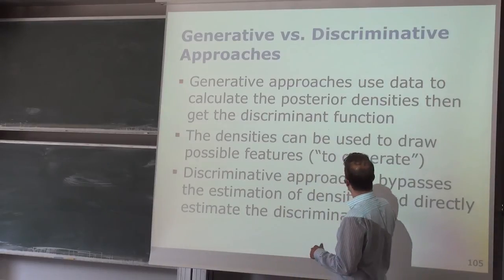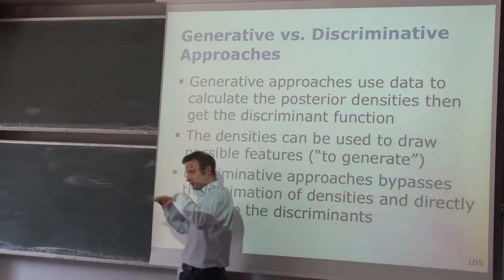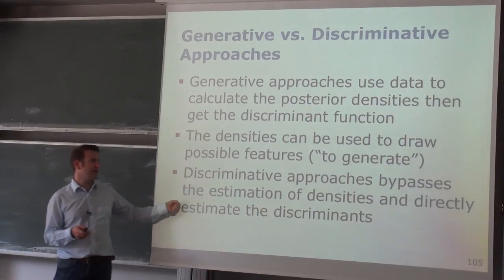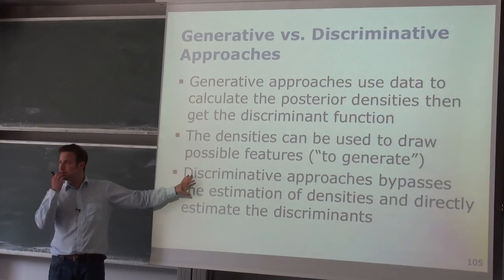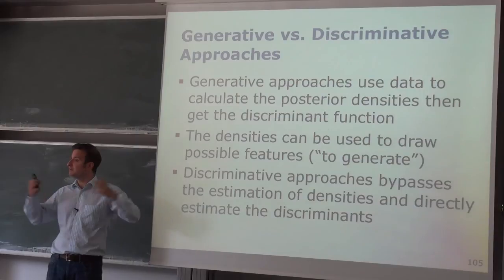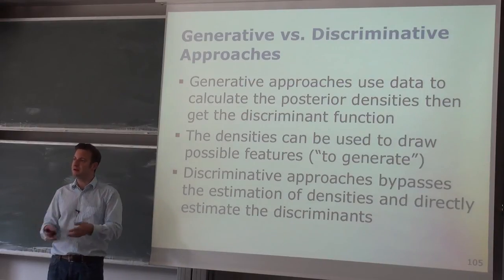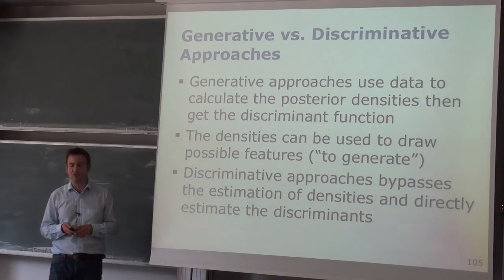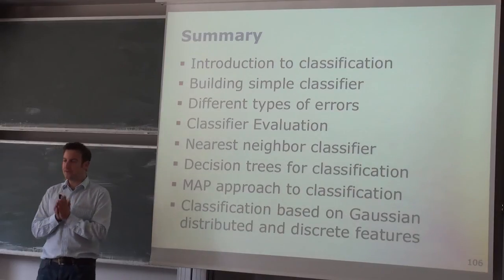The discriminative approaches don't try to estimate this distribution, but directly estimate the discriminants. Often this is easier to do, but knowing the full distributions gives me more flexibility. I can even sample new data, sample potential features from those distributions, which can be an advantage for some of the techniques. Okay, so this brings me to the end.